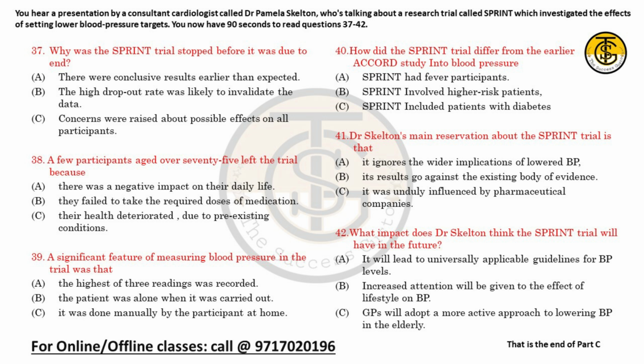First, the trial itself. It involved over 9,000 hypertensive participants, aged 50 plus, most of whom were on blood pressure medication. They were randomly assigned to one of two groups, one with a goal of less than 120 millimetres systolic BP, the other with a goal of less than 140 millimetres, the traditional standard.